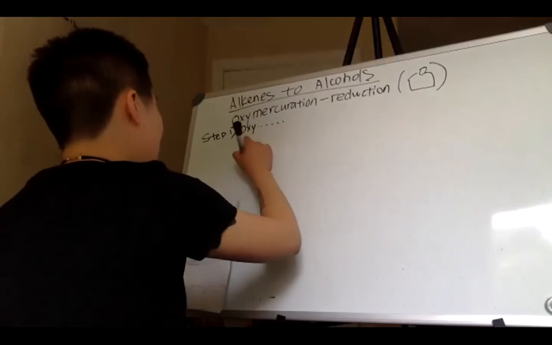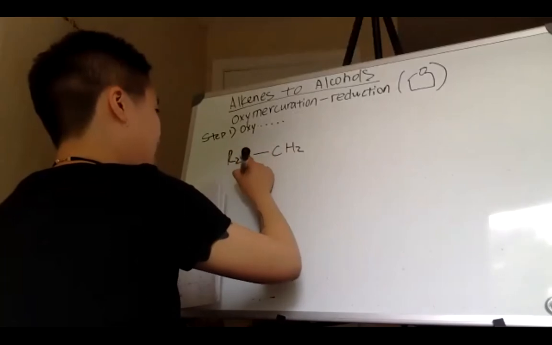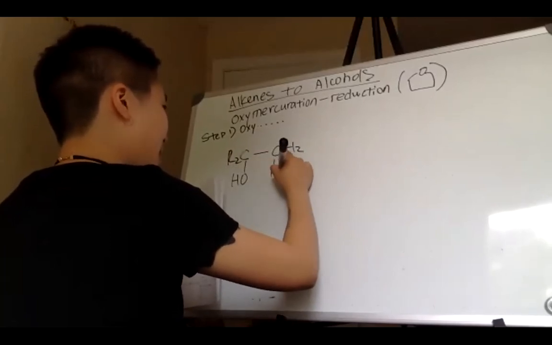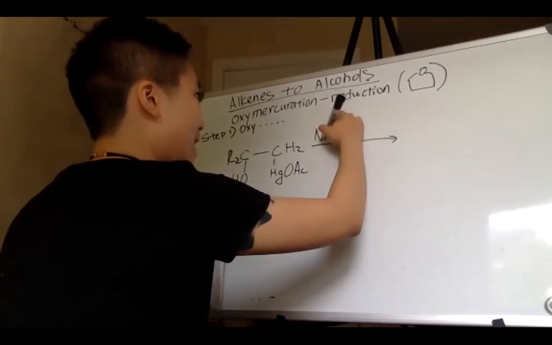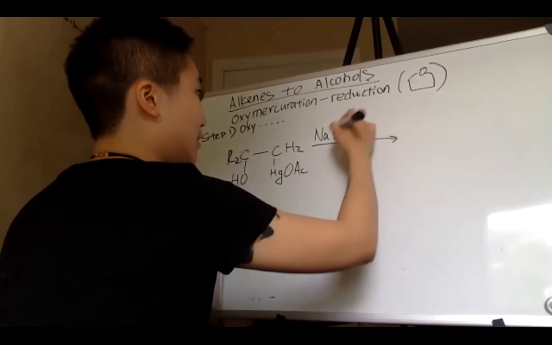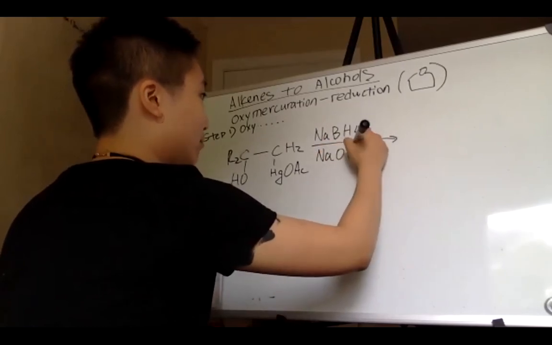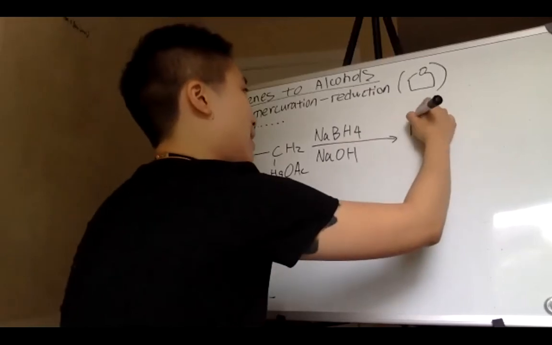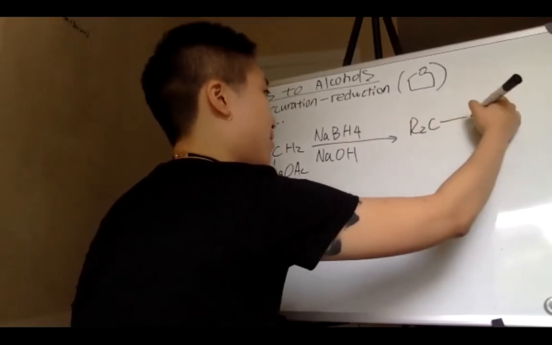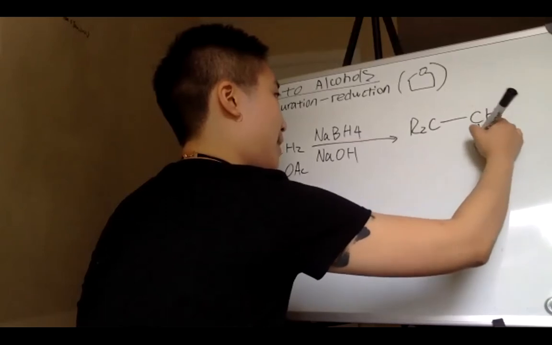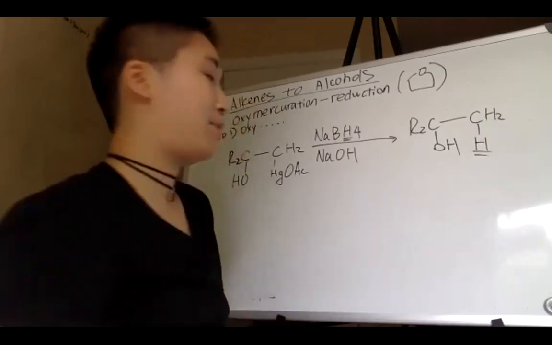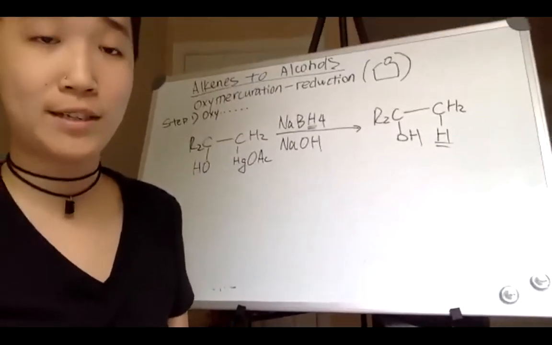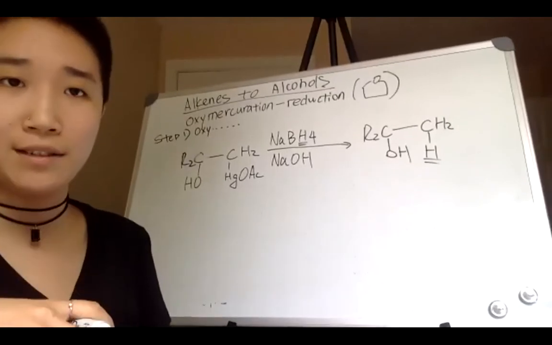All right, so we have R2C, CH2, OH, mercury acetate. And I'm going to react that with sodium borohydride as well as NaOH. In the end, I'm going to get generic R2C, CH2, H, and OH. And the H comes from the sodium borohydride, which is the hydride source, which gives you H minus instead of H plus.